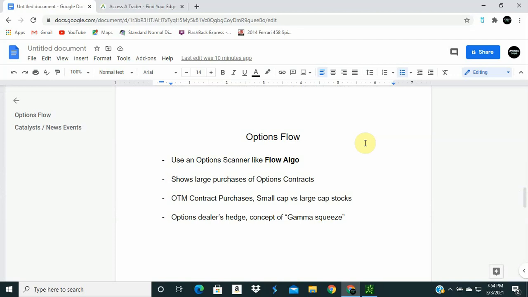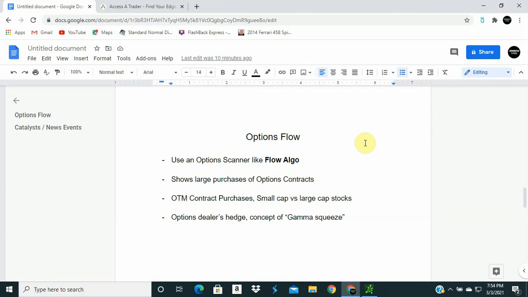All right. This morning, a great example is Boeing. There was massive call flow coming in on Boeing, and I believe there was one order that was a purchase of 7,000 of the 230 calls for next week. So when you see these large out-of-the-money option purchases, it means a couple things. It means one, people with a lot of money are betting that the stock is going to go up or down, depending on whether it's calls or puts, right?